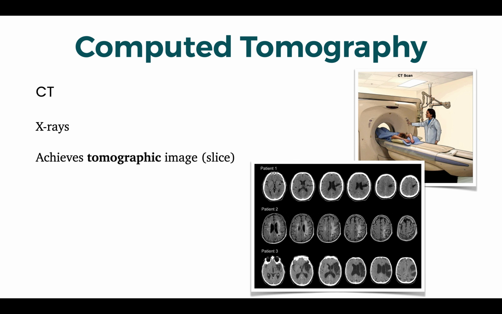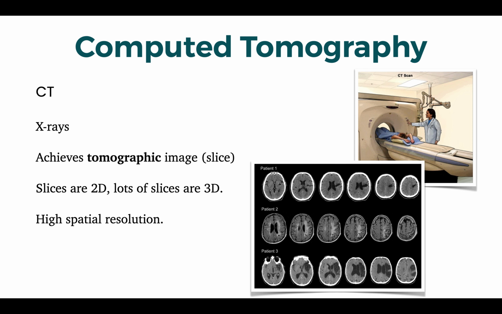So you have a bunch of slices, and when you stack them all up, you have a 3D representation of the brain. Individual slices are two-dimensional. When you have lots of slices, then you can have a three-dimensional representation of the brain. Now, CT scans have very high spatial resolution. They're great for seeing bleeds in the brain, any kind of damage that might have happened from a traumatic brain injury. So really good spatial resolution.